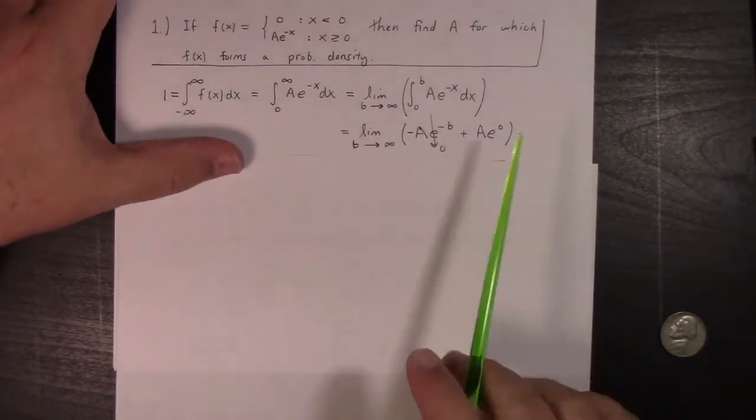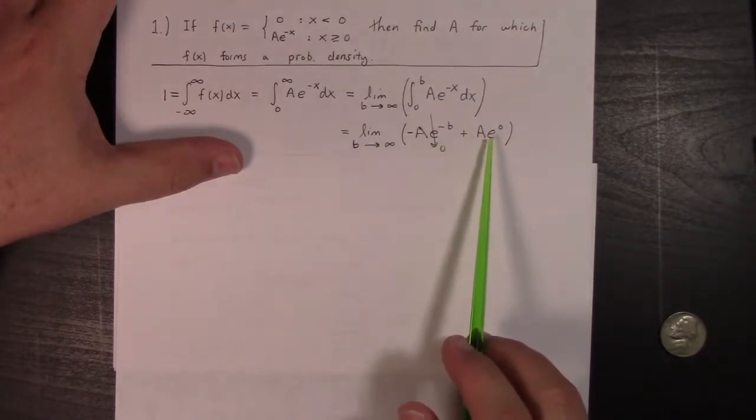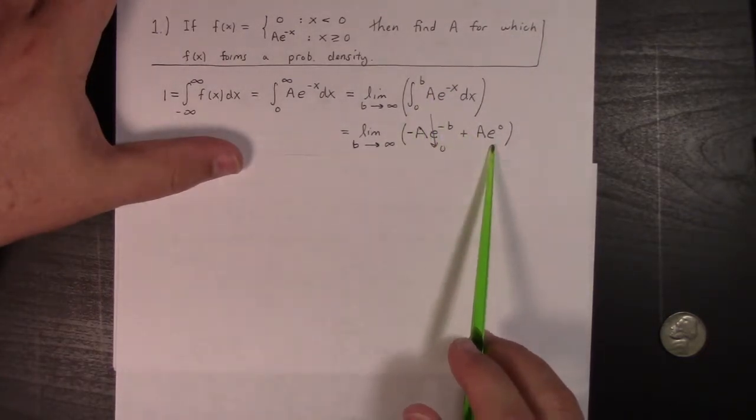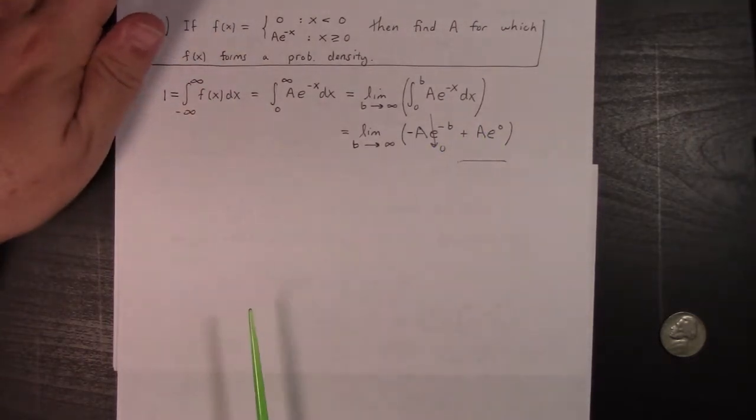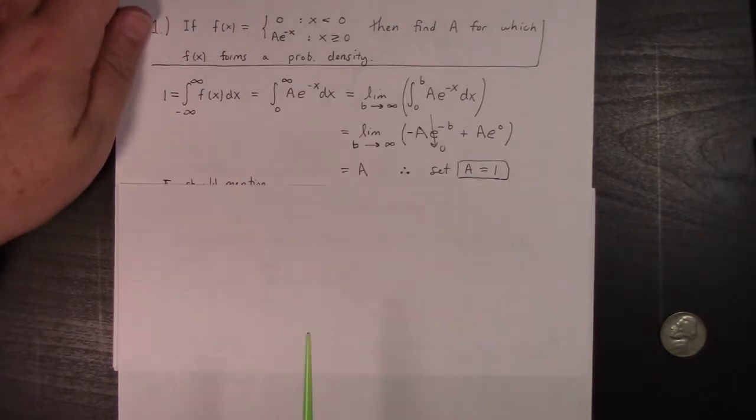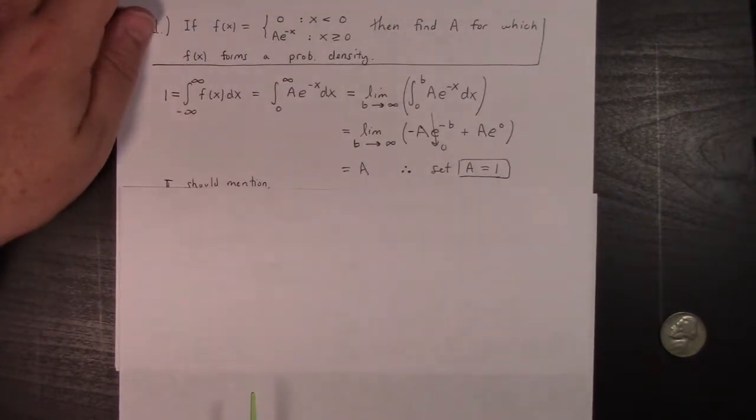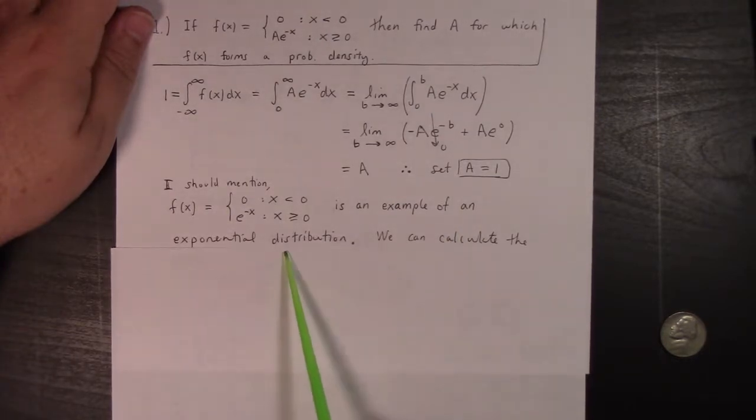We anti-differentiate. We get minus a e to the minus x, evaluated from 0 to b, which gives me this. Now that is just a, and this limits to 0. So it turns out, in this case, we can just put a equals 1, and that'll do it. I suppose I should also mention that this is an example of an exponential distribution.